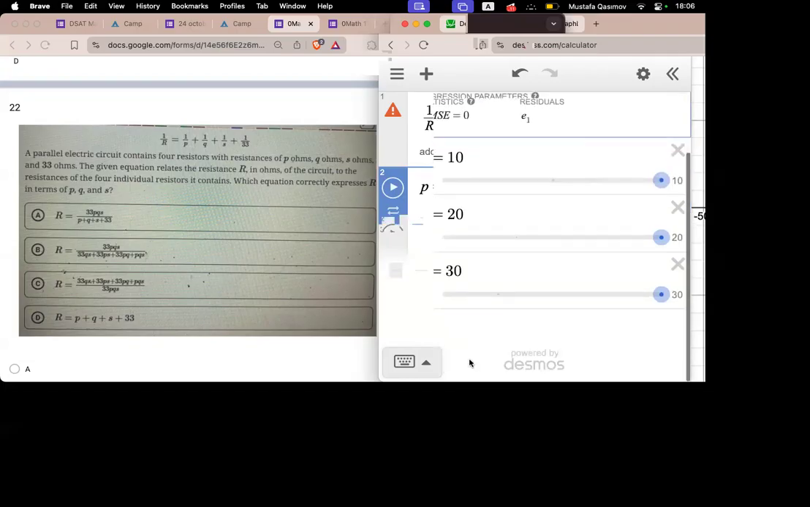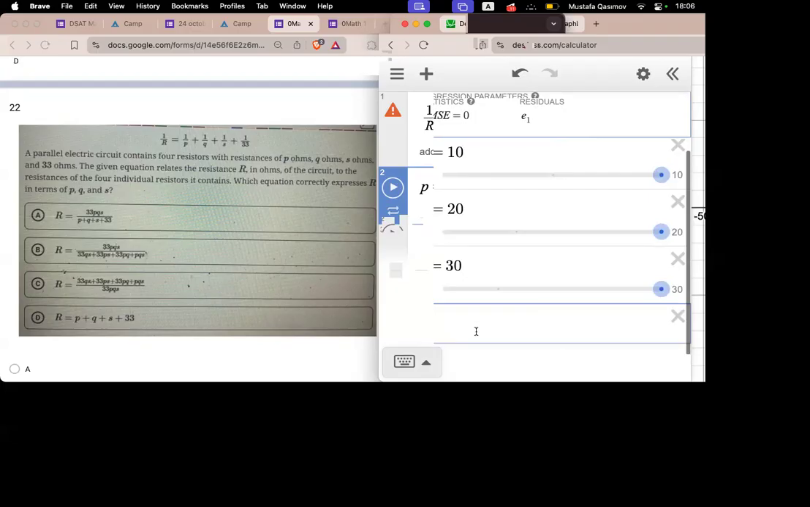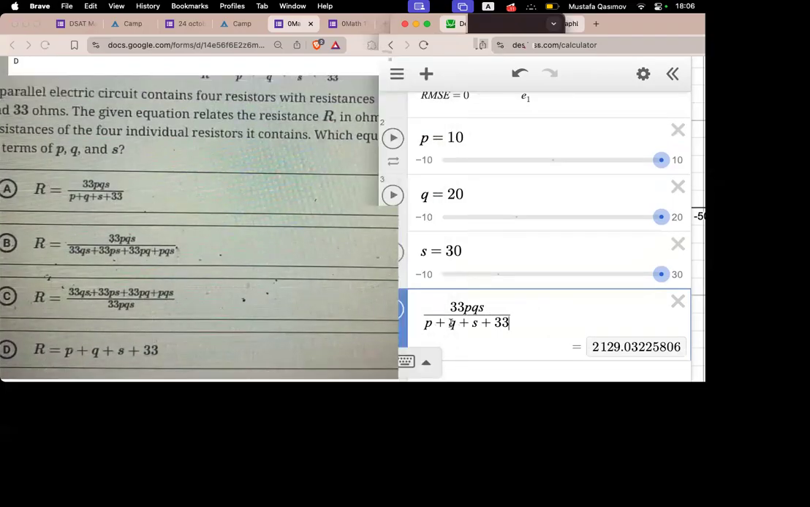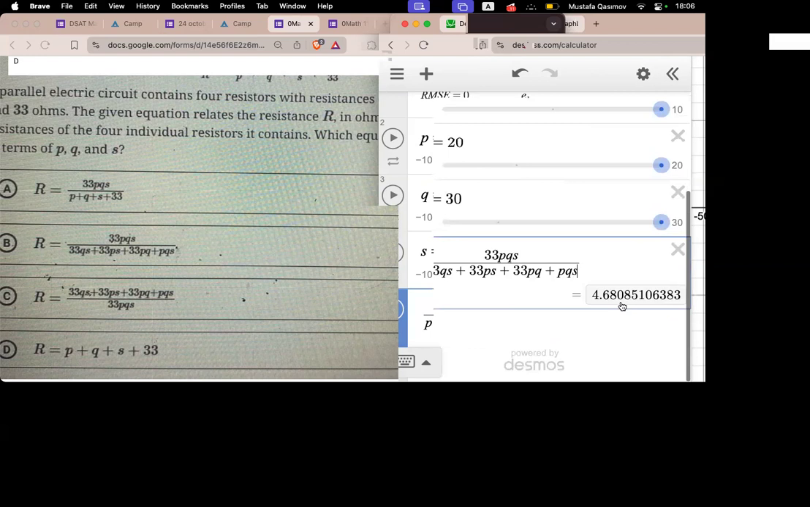Then check all answers. R is equal to, or let's do it like that, 33PQS over P plus Q plus S plus 33. It is not the same, right? Now let's look at that one. It is 33, 33QS, I think, 33PS, 33PQ and PQS. So you can see that it's the same. It means that it is the answer.